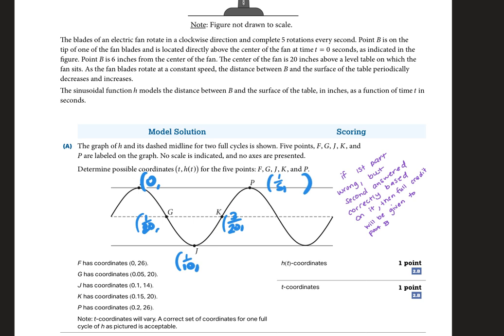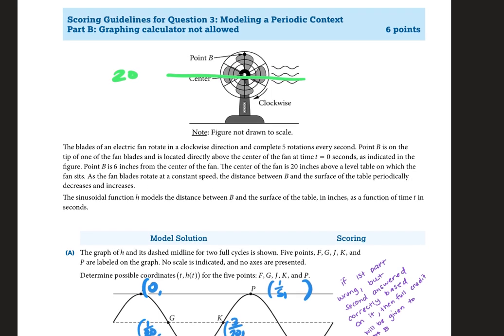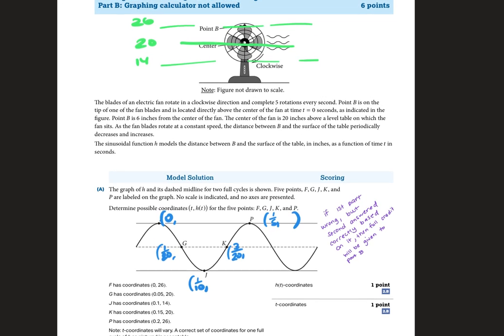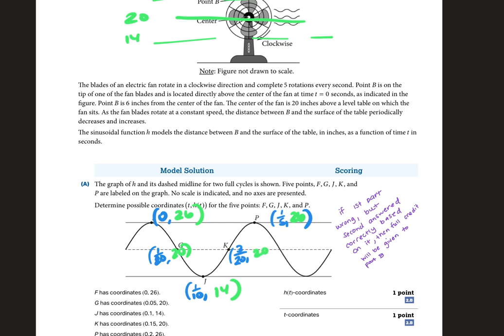Then a second point comes from your Y. So the top, it said that the center of the fan was 20 inches above the level table. That represents your midline, which is D. And then it said that the point B is 6 inches from the center of the fan. So we went up, that's 26, that's your max. And down, 14, that would be your min. So the max was 26, the min was 14, and halfway between them was your 20. And again, 1 point for all the Y values.